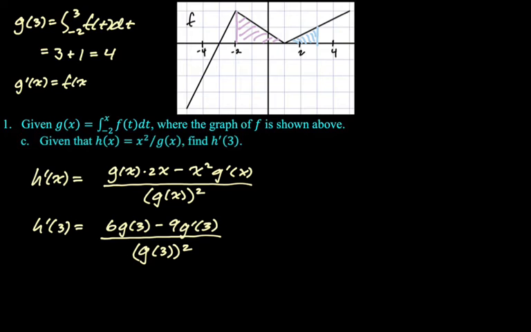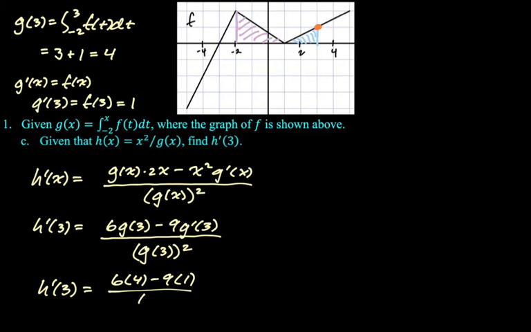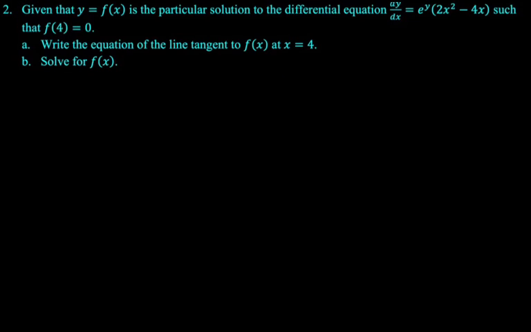So we're finding g prime of 3, which is the same as finding f of 3, which means just look at the y value on this graph. So that's here, it's 1. And now we've got to plug everything in. So we get 6 times 4 minus 9 times 1, all over 4 squared. So this is going to be 24 minus 9 over 16, which is 15 over 16. That's our answer. All right, let's take a look at the next one.